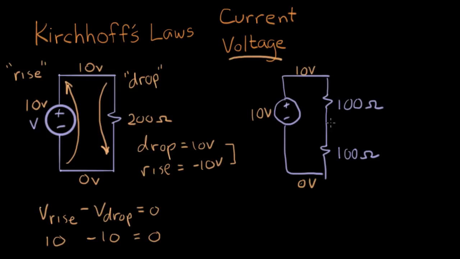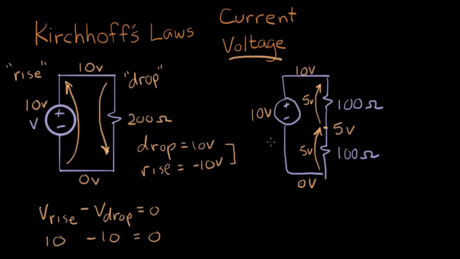What's this node? These are equal resistors, so this is going to be at 5 volts. That's this node voltage here with respect to here. So that is 5 volts. This is 5 volts. And this is 10 volts.